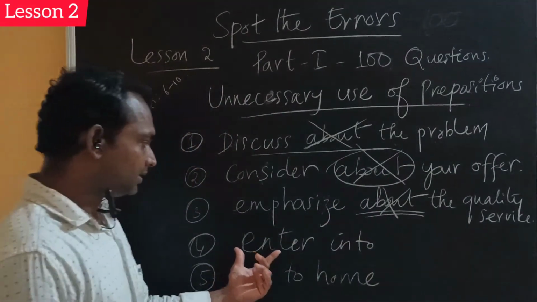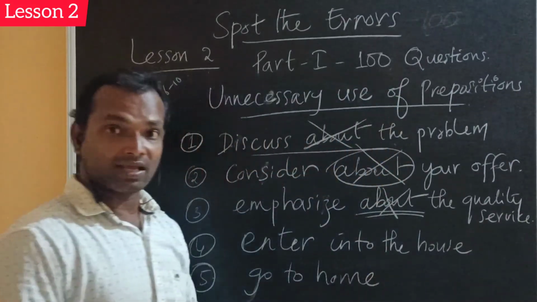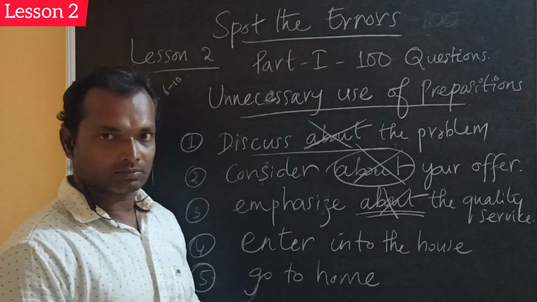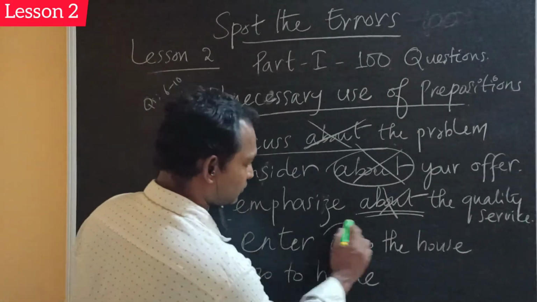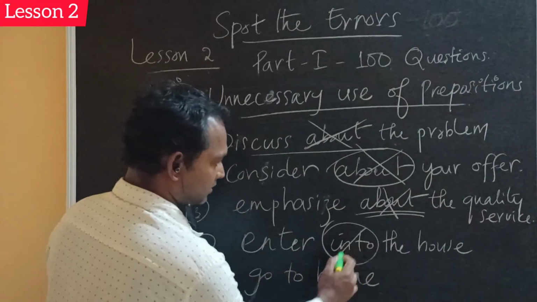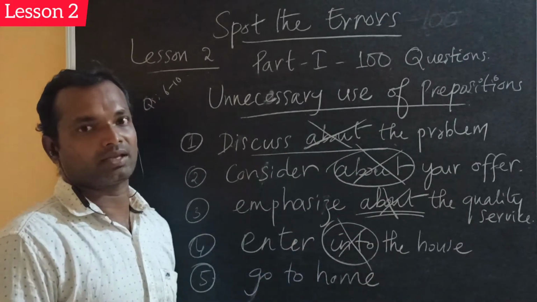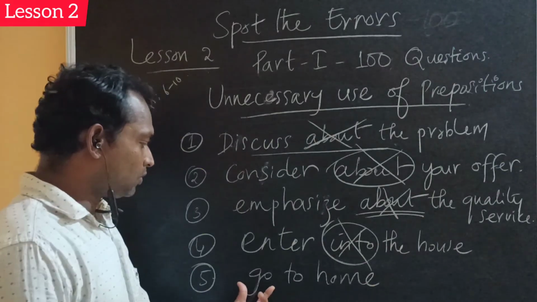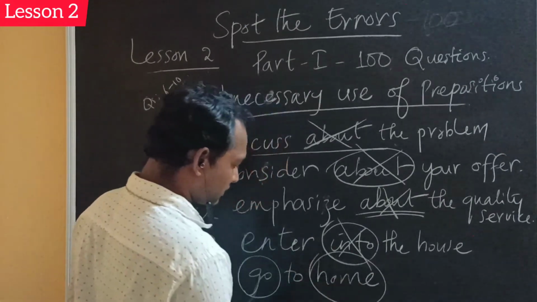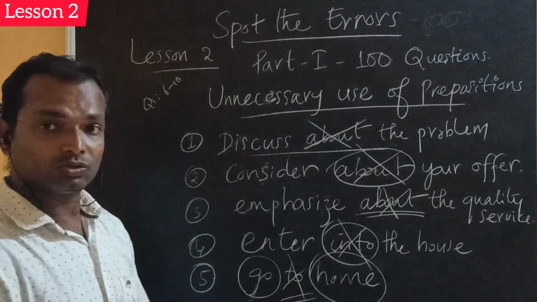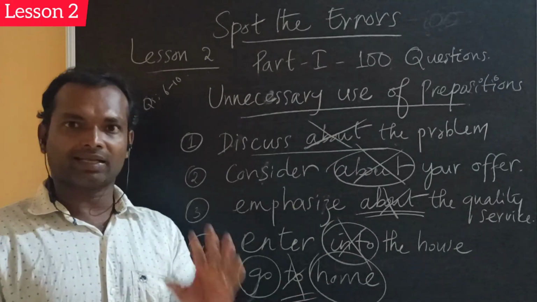The 4th one, enter into the house. Last night, a thief entered into our house. This is incorrect. We have unnecessarily used the preposition into, so we have to remove it. Enter the house. A big snake entered the house last night. The 5th one, go to home. If we have the word go and the word home, then there is no need of the preposition to. Go home is the correct expression.